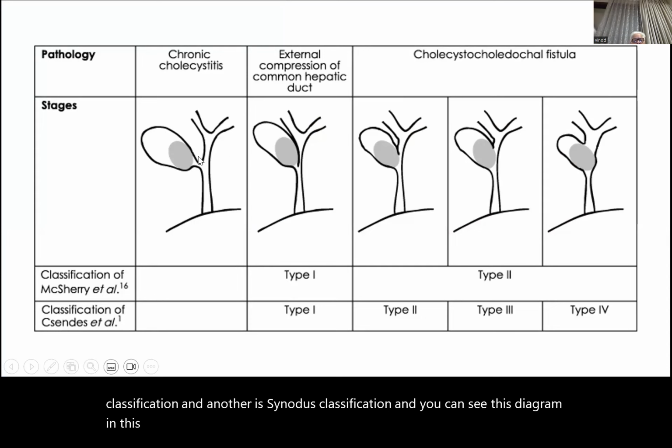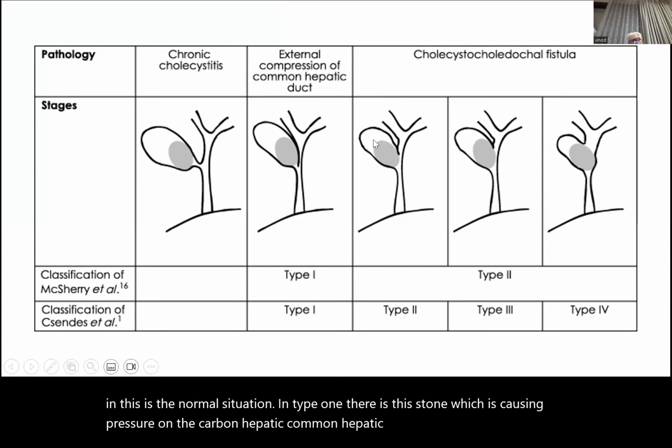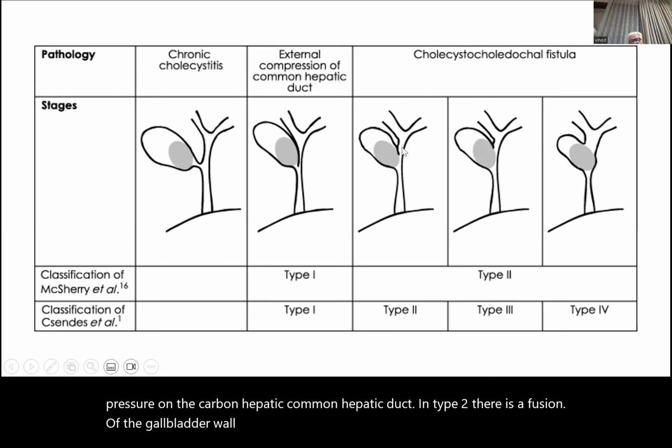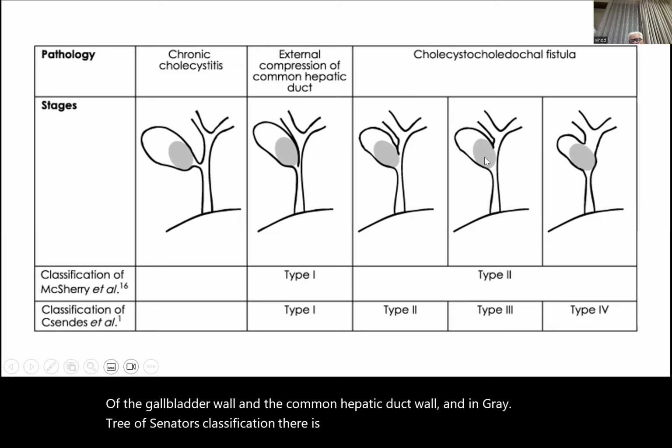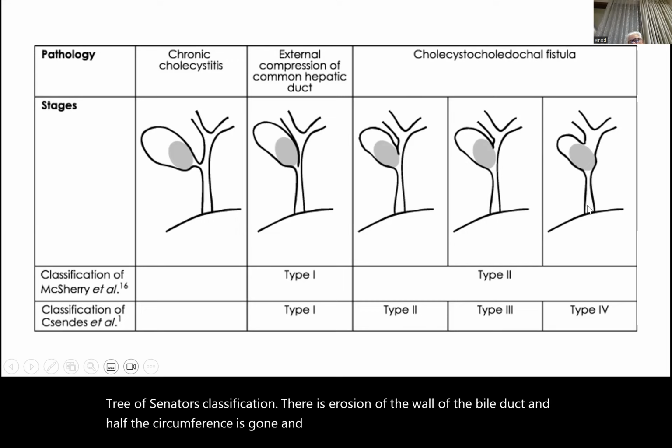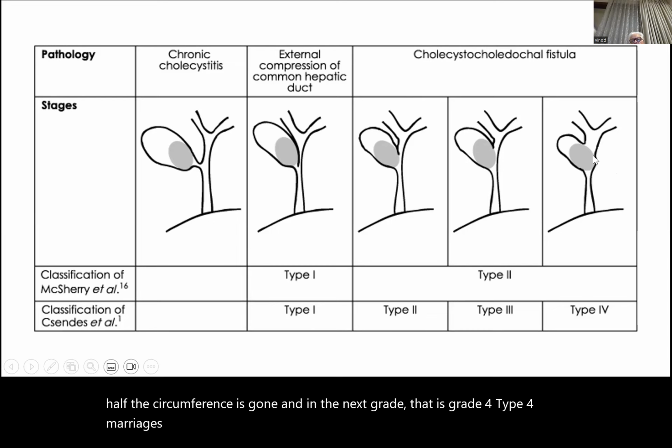This is the normal situation. In type 1, there is the stone which is causing pressure on the common hepatic duct. In type 2, there is a fusion of the gallbladder wall and the common hepatic duct wall. And in grade 3 of Csendes' classification, there is erosion of the wall of the bile duct and half of the circumference is gone. And in the next grade, that is grade 4 or type 4 Mirizzi, there is two-thirds or more than two-thirds destruction of the common hepatic duct wall.